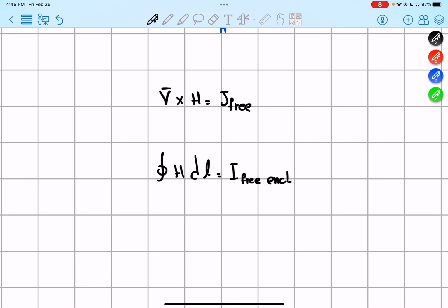And this is very useful for what we're going to see in, for example, chapter 6.2, but it shows us that as long as we find H, we can find what is the current enclosed, or if we know the current enclosed, we can find what is H.